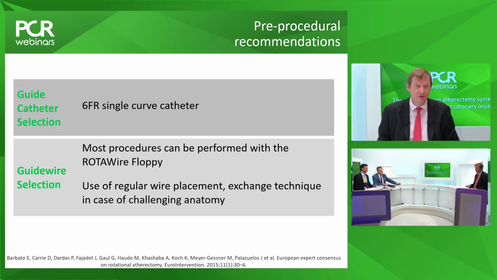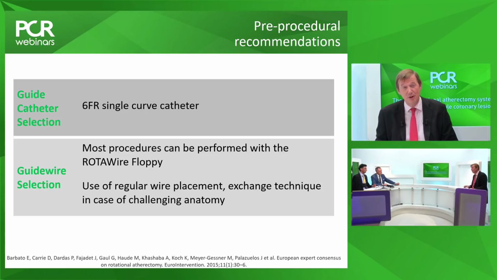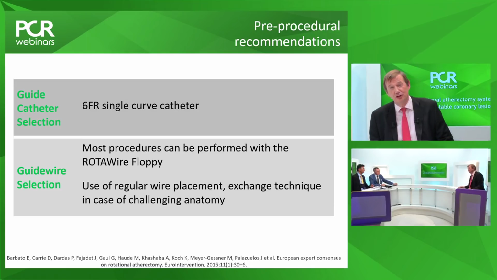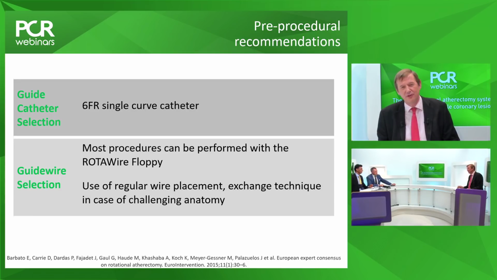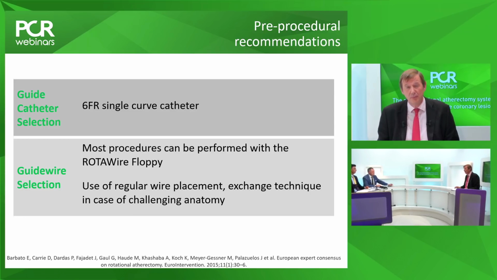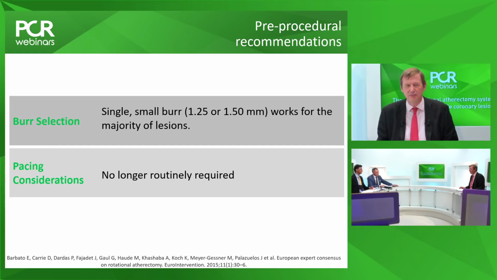Correct. Okay, so if I could just summarize for the European guidelines, the guide catheter selection generally these days, most rotational atherectomy can be done with 6 French single curve catheters. Most procedures will now be done with the floppy wire. Any tricky anatomy, don't try and put a very difficult to manipulate wire, but use your standard wire. Exchange techniques using microcatheters have made this problem fine. We're told there may be some newer wires available to facilitate wire placement, but with these modern techniques, what used to be quite a big problem has largely been resolved.